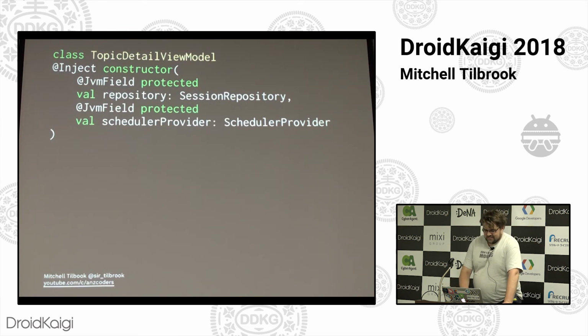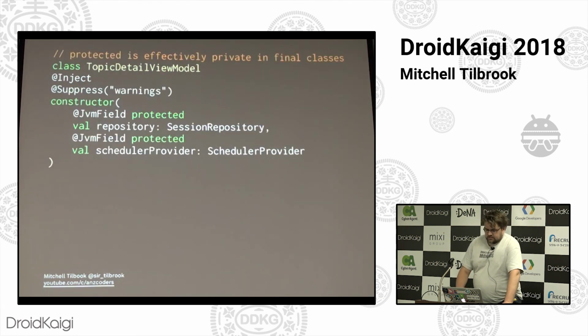But if we have a few parameters to our class, this becomes a little annoying, and I don't really want to have to add suppress warning on every single line. But we can actually just suppress the warnings on the entire constructor itself, and this will allow us to get the protected fields that we need for our lambdas.